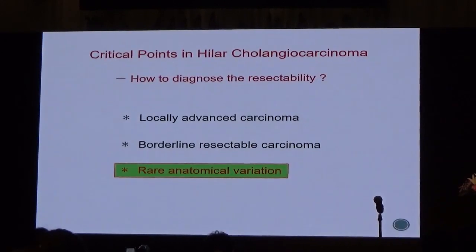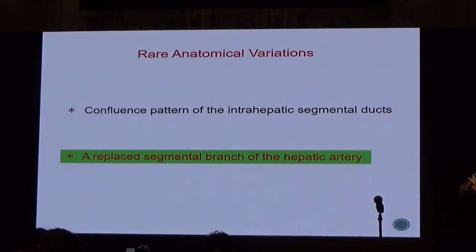Next, I will show you an anatomical variation of a very advanced case. This is a very rare anatomy of a replaced segmental branch of the right hepatic artery, a replaced right posterior hepatic artery.